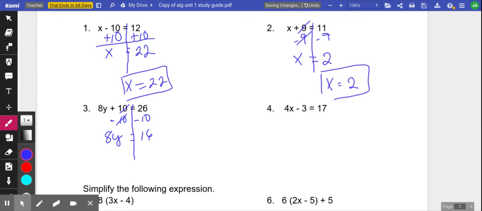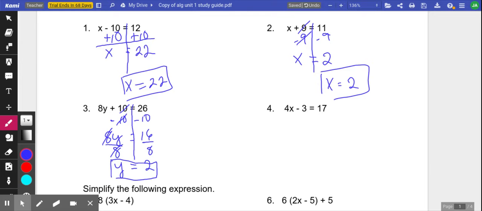And then to get the y alone, we have 8 times y. So we'll do the inverse of multiplication, which is division. So we're dividing by 8 on both sides. And we get y equals 16 divided by 8, which is 2.